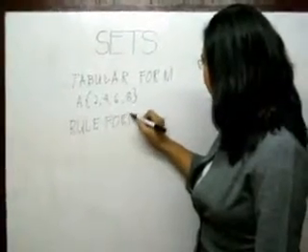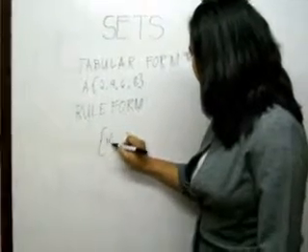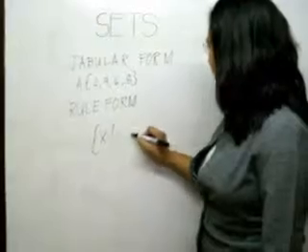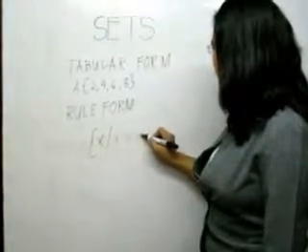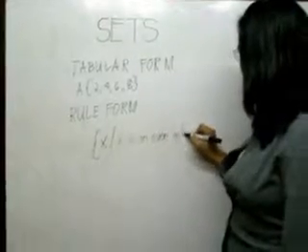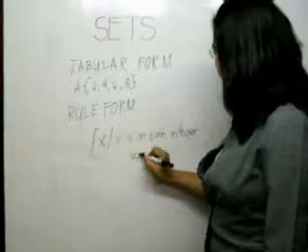X such that. X such that X is an even integer less than 12.